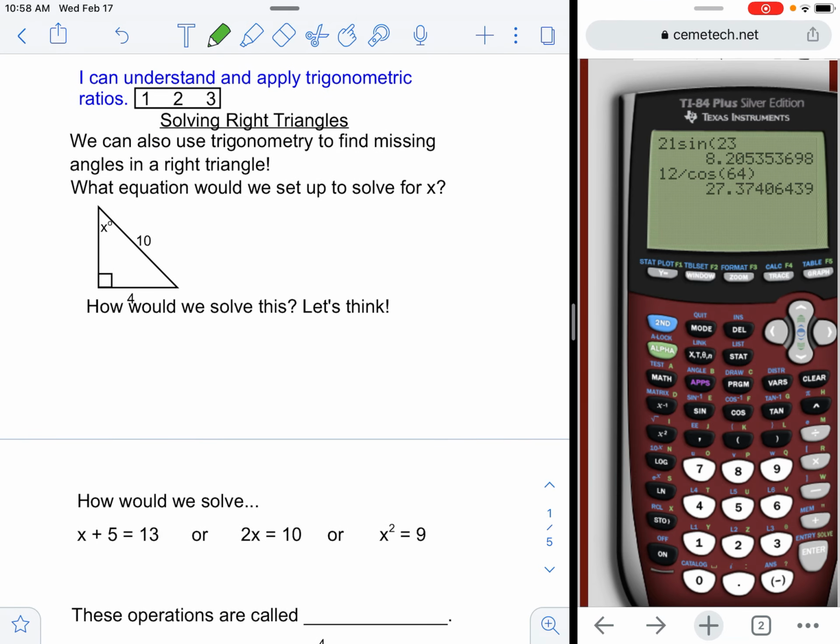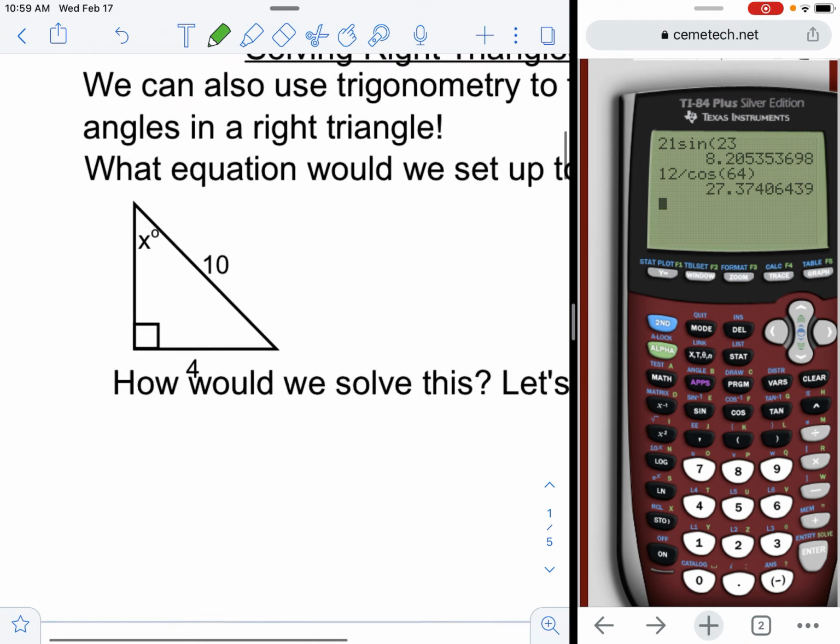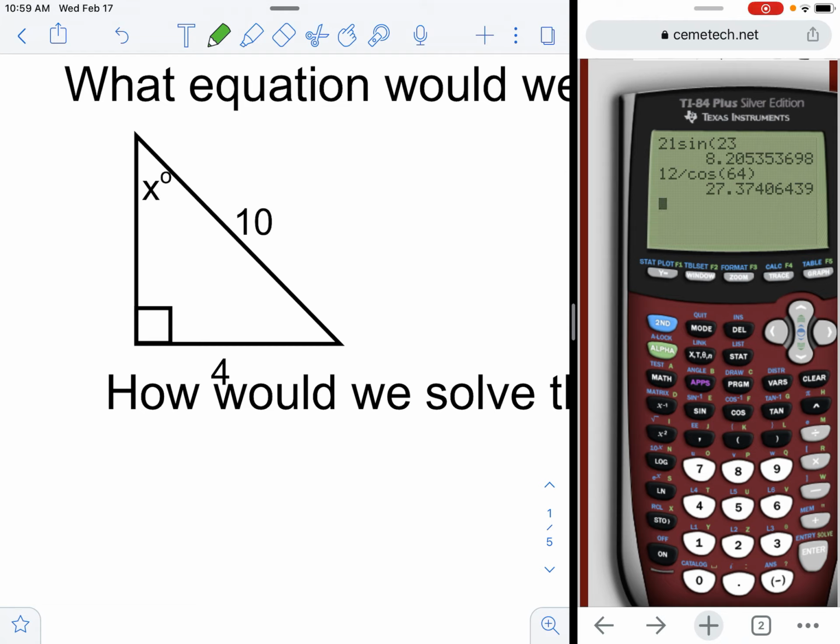Okay, so let's move on to what we're doing today. So still solving right triangles. It says we can also use trigonometry to find missing angles in a right triangle. What equation will be set up to solve for x?